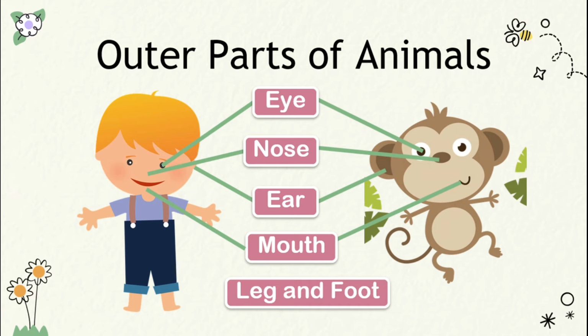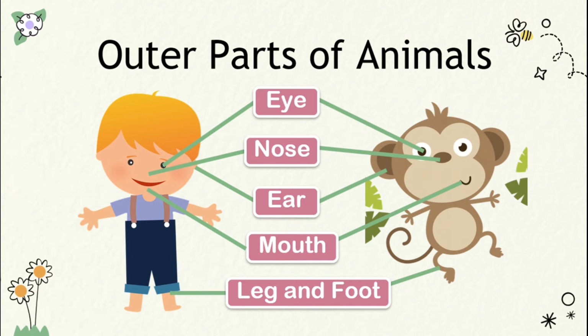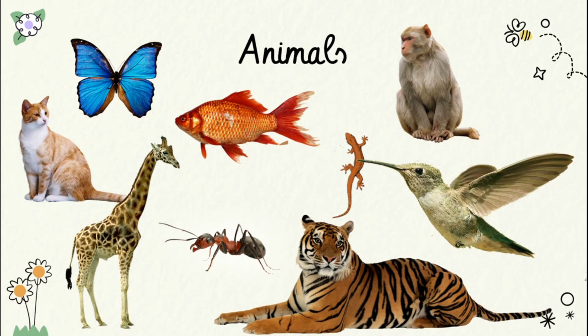These two outer parts of animals are used for walking, running, and supporting body weight. So these two outer parts can help us to move around to any place that we want to go. As I already told you, different types of animals have different outer parts, and their outer parts work differently to suit their life, as these animals do.